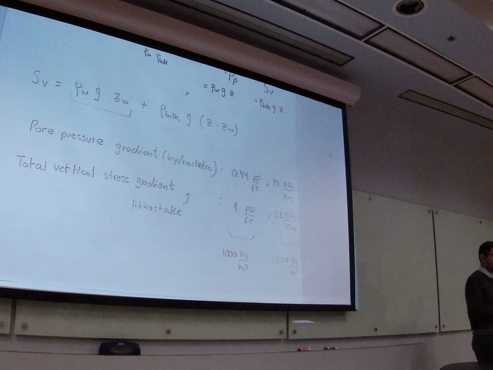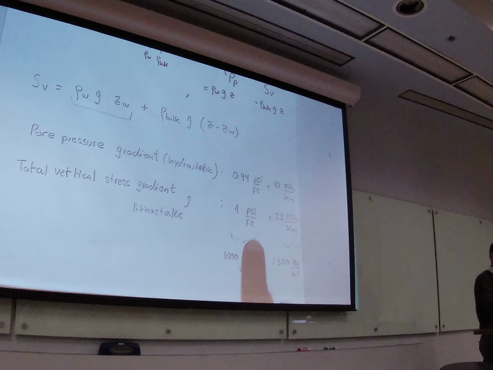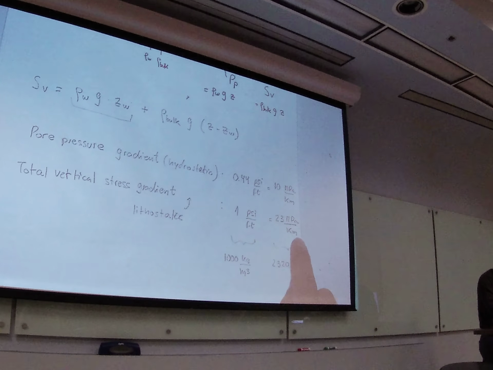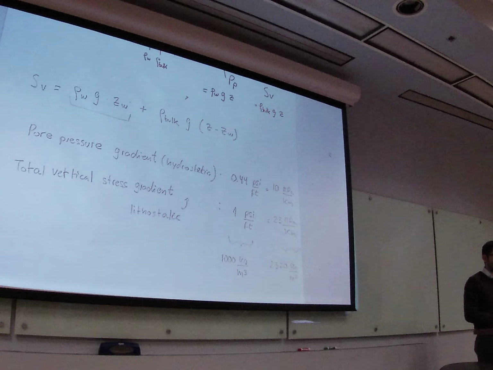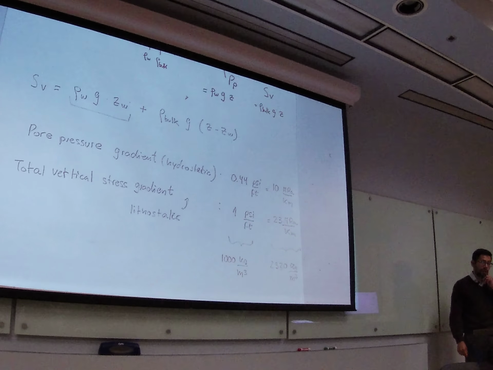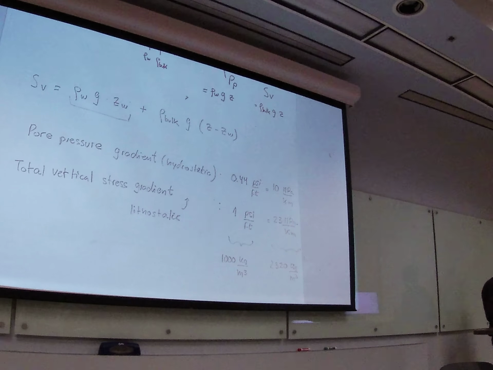Okay? So remember, lithostatic gradient, 1 psi per foot or 23 MPa per kilometer, hydrostatic gradient, 0.44 psi per foot or 10 MPa per kilometer.